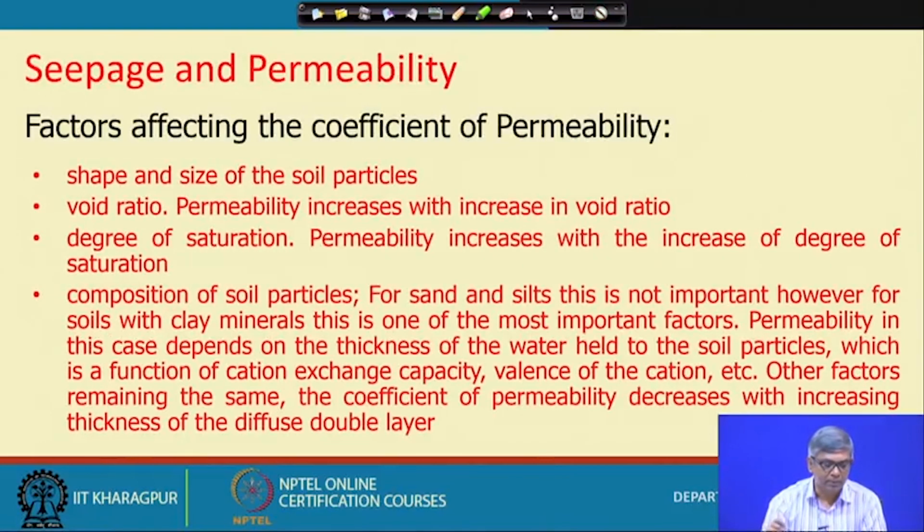Now, factors affecting permeability. I have shown that table also: the bigger the particles, the more the permeability. There are a number of factors on which the permeability of soil depends. The shape and size of the soil particles, which is obvious, as we can see from the table. Void ratio, that means how many voids are present. Permeability increases with an increase in void ratio, which is obvious, since more voids mean more paths to flow. Degree of saturation, again, permeability increases with an increase in degree of saturation. And the composition of the soil particles.